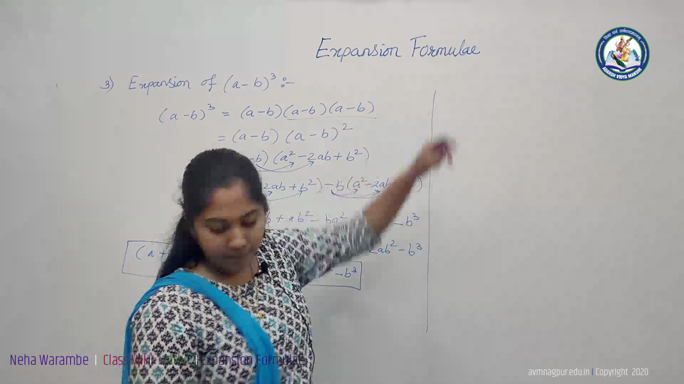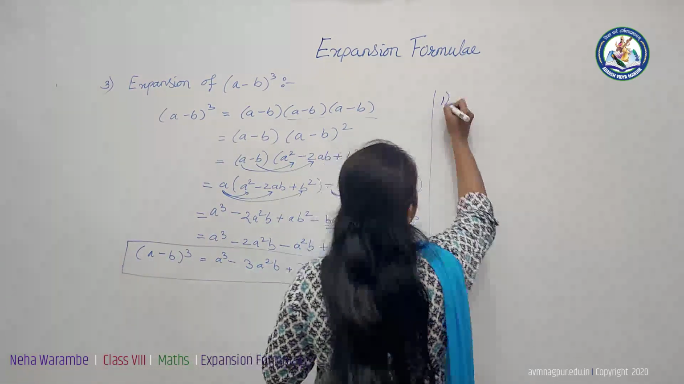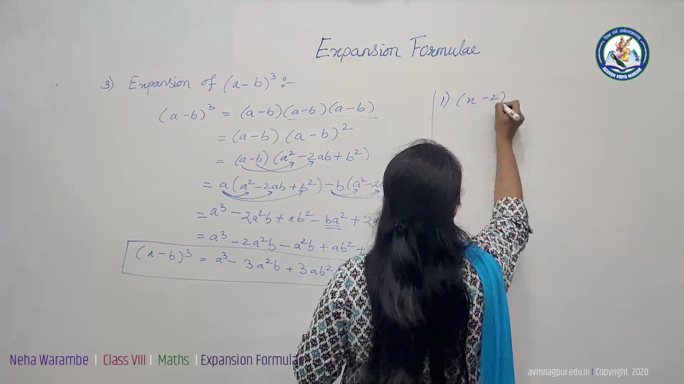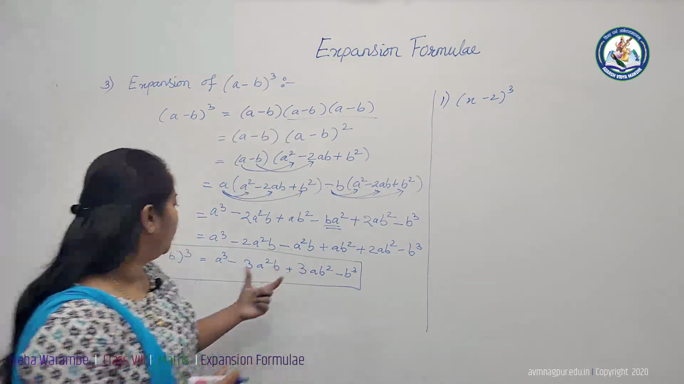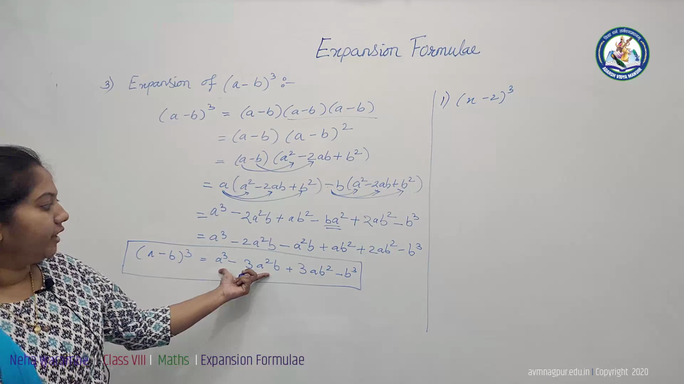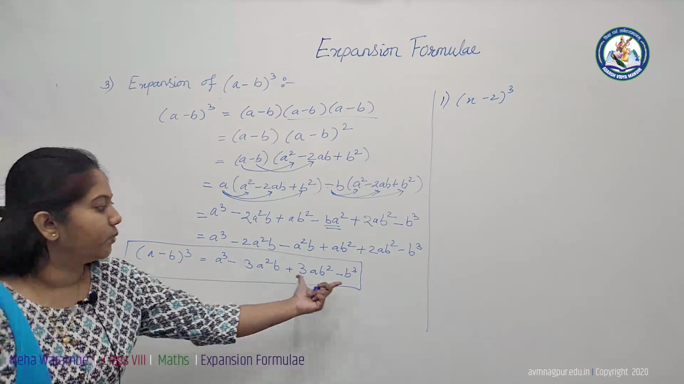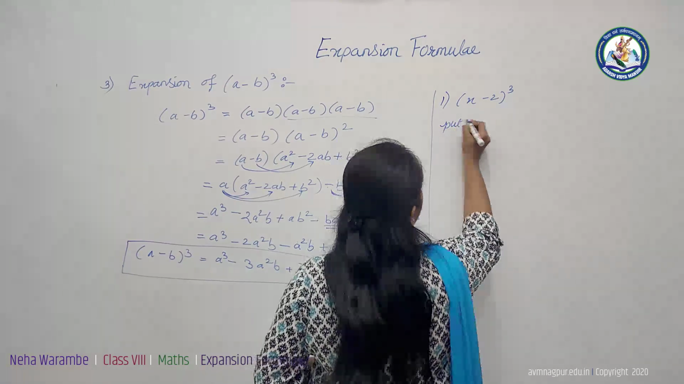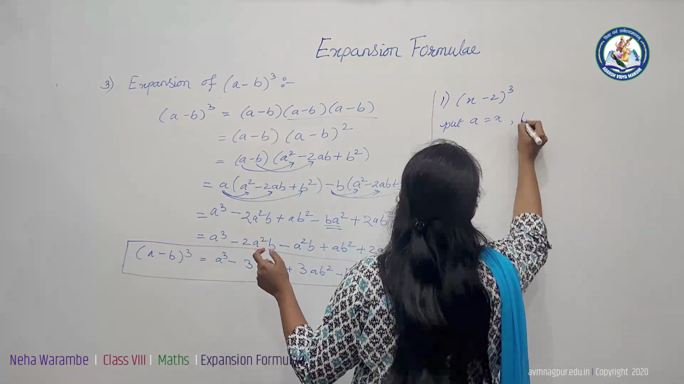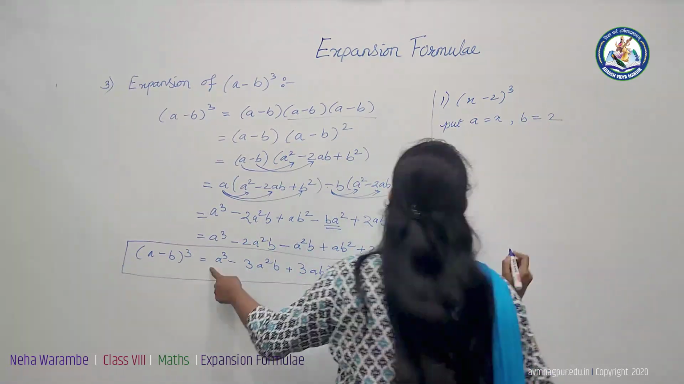Let's see some example based on this. Suppose first one is x minus 2 whole cube. We know this formula, a cube minus 3a square b plus 3ab square minus b cube. Now put a is equal to x and b is equal to 2 in this formula.